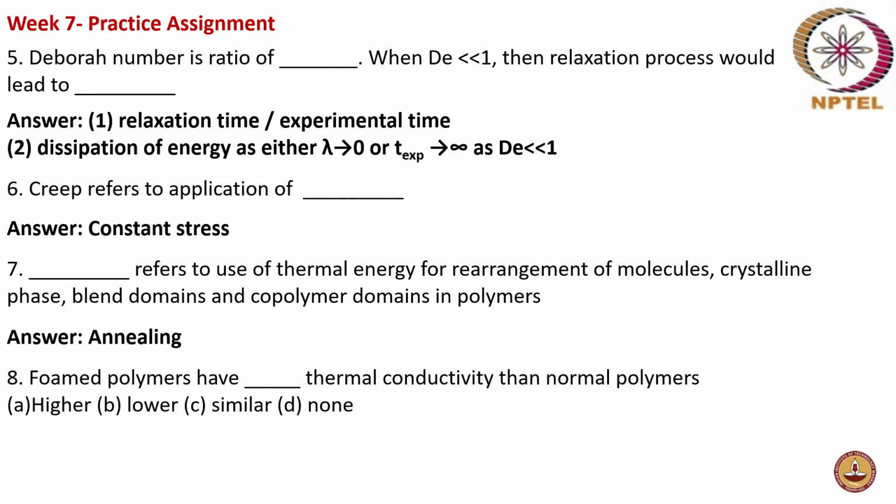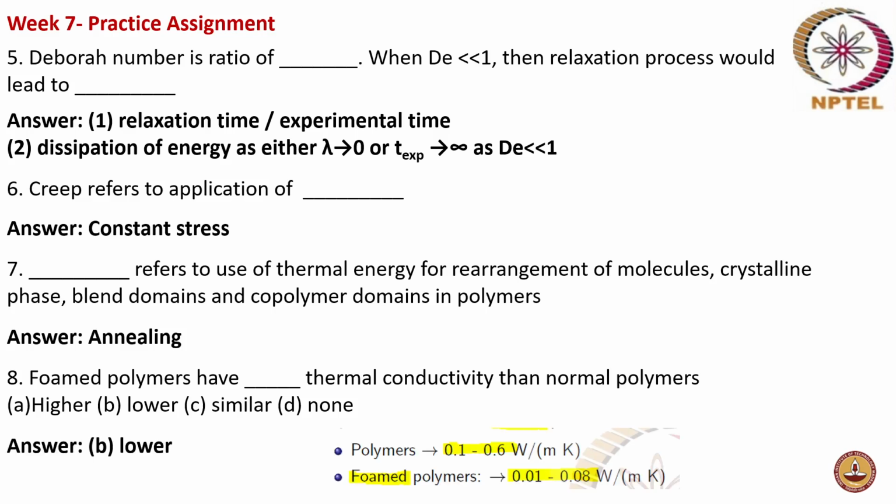Next, foamed polymers have dash thermal conductivity than normal polymers. Do they have higher thermal conductivity, lower thermal conductivity, a very similar thermal conductivity, or none of the above is the right option? Polymers in general have lower thermal conductivity. Now what about the case of foamed polymers? Foamed polymers will have much lower thermal conductivity than normal polymers, because polymers as such have lower thermal conductivity.